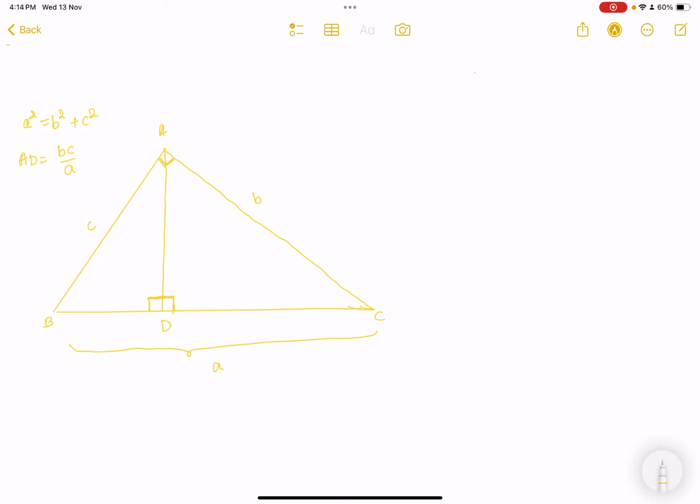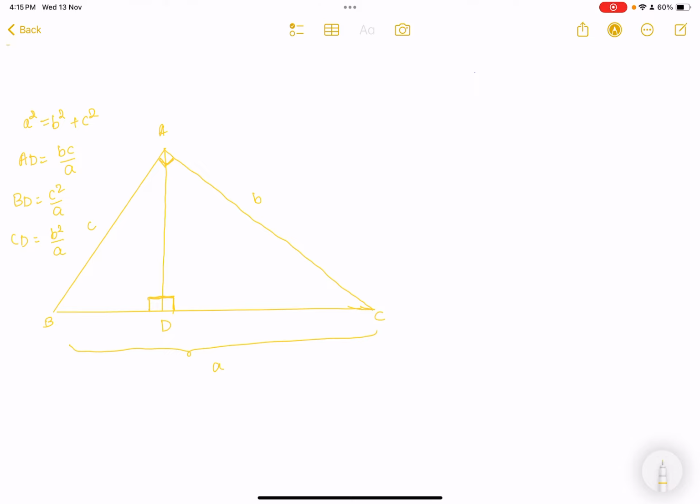Let us also find out BD. BD squared is equal to AB squared minus AD squared. So c squared minus b squared c squared by a squared, so c squared into (a squared minus b squared) upon a squared. a squared minus b squared is c squared, so c to the power 4 upon a squared. So BD squared, BD is equal to c squared upon a. Similarly, CD will be b squared upon a.